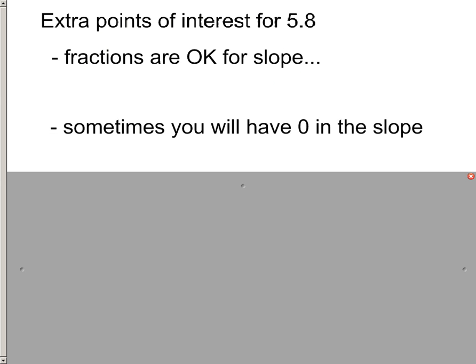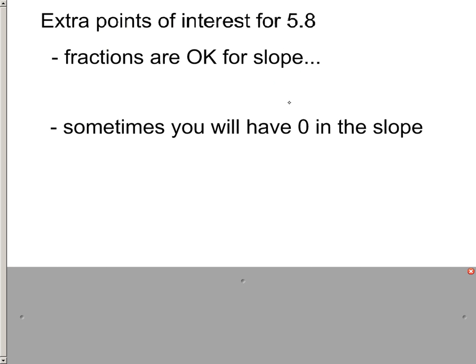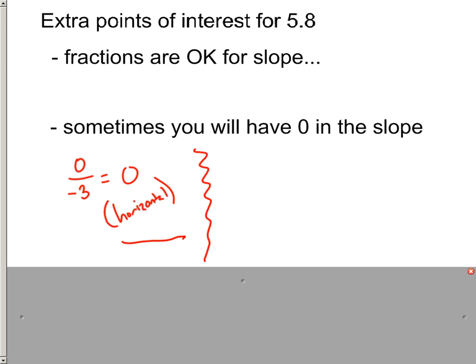And then here's the last thing I wanted to point out to you. Sometimes you will have a 0 in the slope. When you go to figure it up, your y minus y might be 0 on top. And you might have a different number on the bottom, like let's just say negative 3. Well, 0 divided by negative 3 is 0. That's the same thing as a horizontal line, because there's no up or down movement. There's no rise movement. You just keep moving 3 to the left or 3 to the right. So if you ever get 0 for the slope, it's a horizontal line.